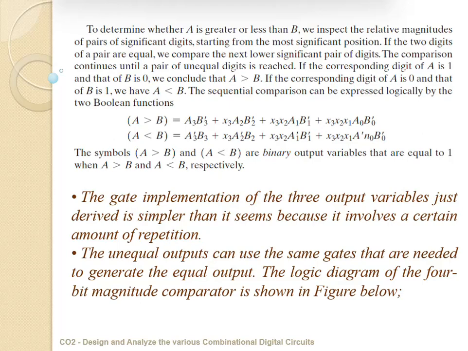If A2 is equal to B2, then we need to move on to A1 B1, x3 x2 A1 dash B1. If A1 is equal to B1, then we need to move on to A0 B0. So x3 x2 x1 A0 dash B0. The gate implementation of the three output variables is just derived. It seems that they do not involve any certain amount of repetition. The unequal outputs can use the same gates that are needed to generate the equal output.